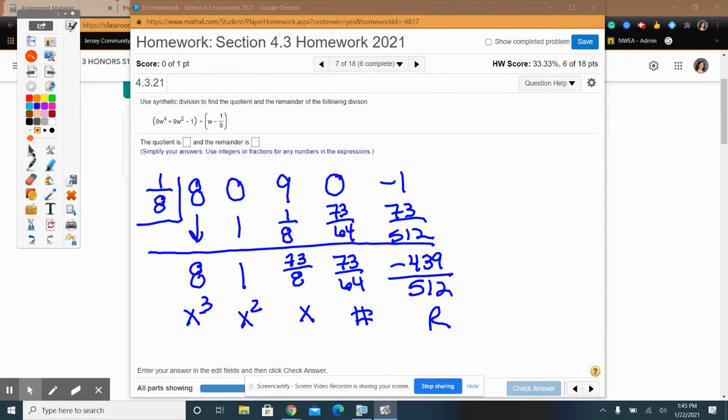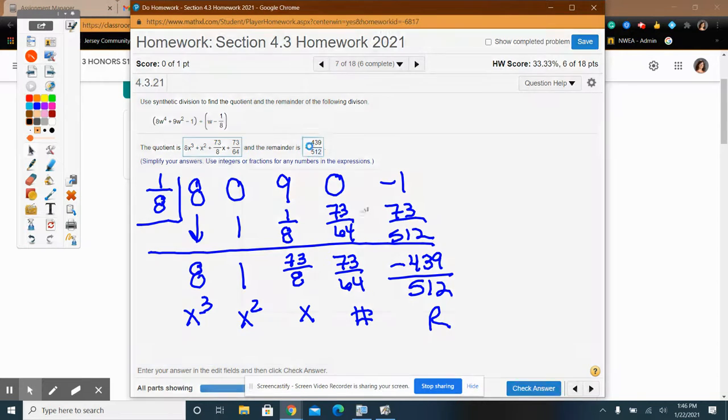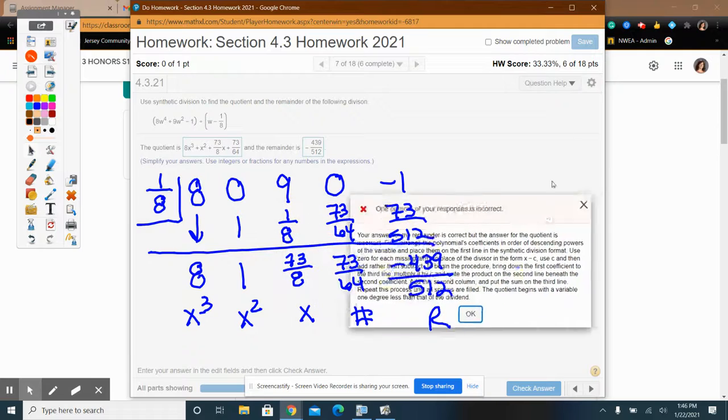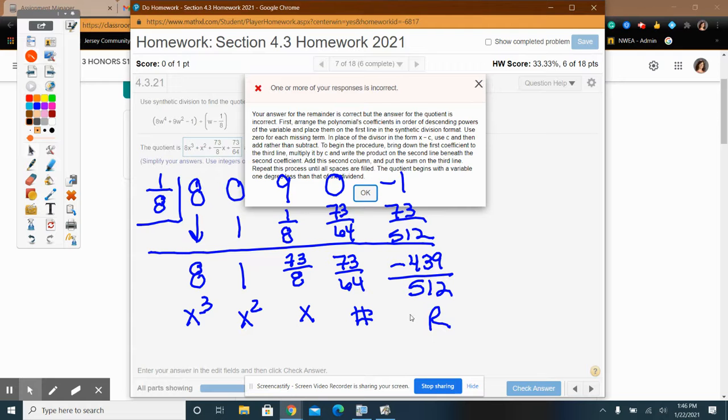So let's type this guy in and see if we did it correctly. 8x to the third plus x squared plus 73 over 8 x plus 73 over 64. And then this horrible remainder is -439 over 512. Oh, I messed up. It says your answer for the remainder is correct, but the answer for the quotient is incorrect. Let's see what I messed up here.